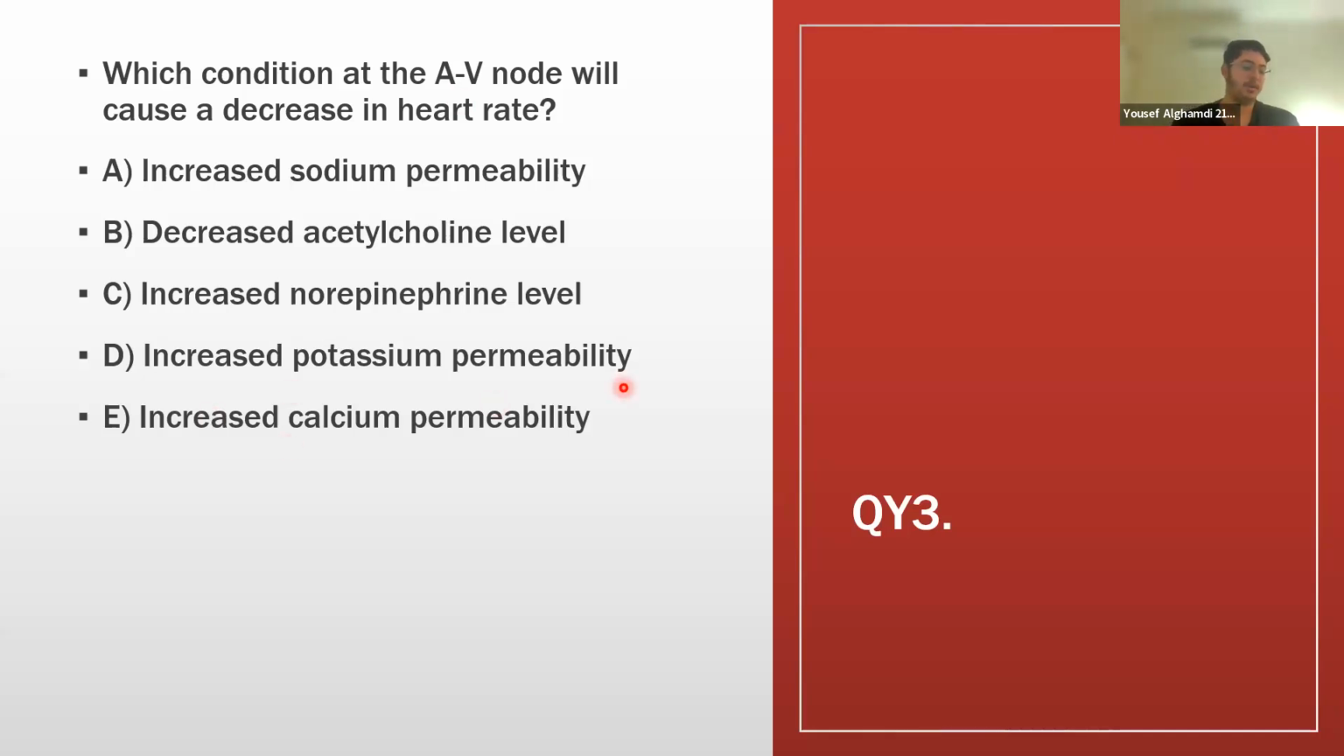So if potassium is permeable, then it will leave the cell, right? And if it leaves the cell, then it becomes more negative, I mean, more polarized. So if it's more negative, then it will decrease the heart rate, right? Okay, really good.